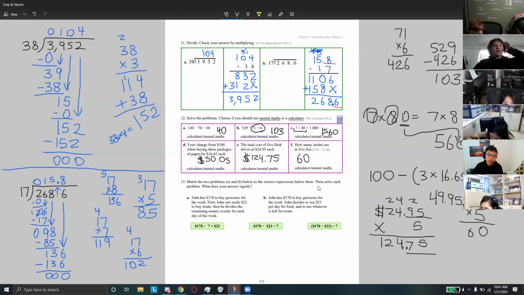Last question after all these years. Match the 2 problems A and B to the correct expression below, then solve each problem. What does your answer signify? Okay. John has $170 to buy groceries for the week. First, John sets aside $23 to buy treats. Then he divides the remaining money evenly for each day of the week.